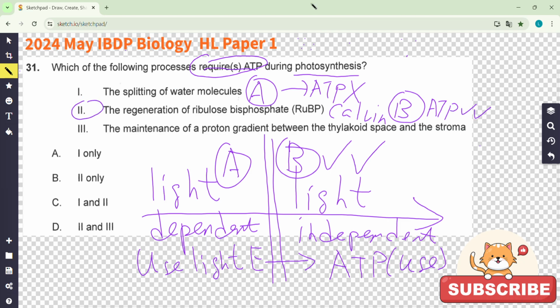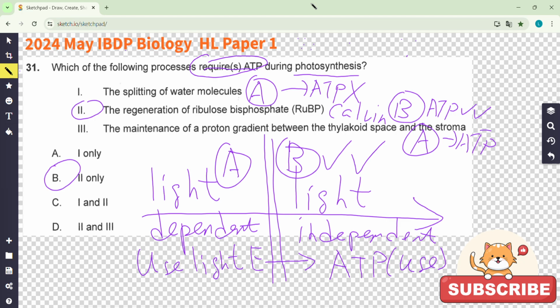Number three, the maintenance of a proton gradient between the thylakoid space and the stroma. This part is the light dependent one. Right? This is also a light dependent one, which also produces ATP, not using ATP, so it is wrong. So the answer is two only, B.